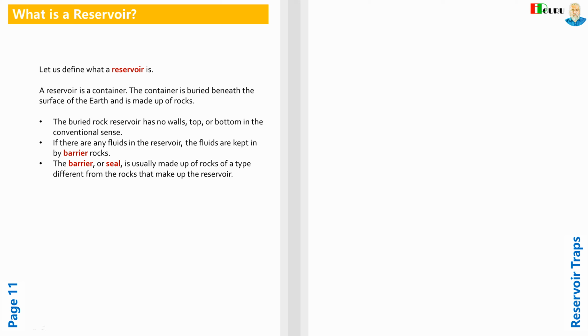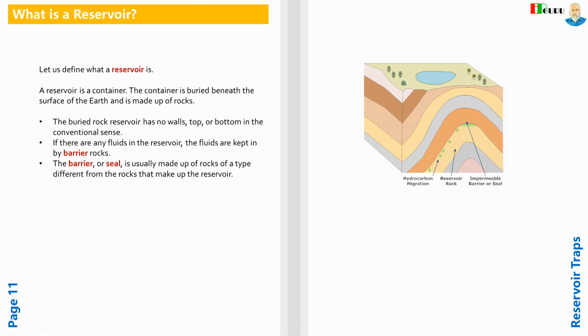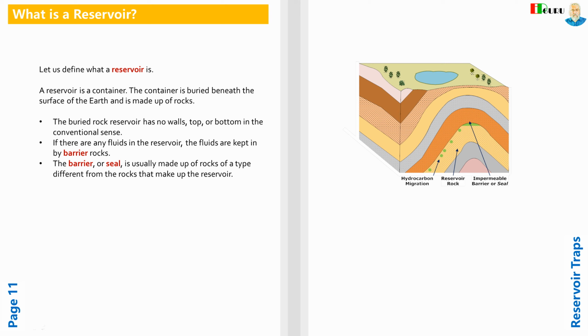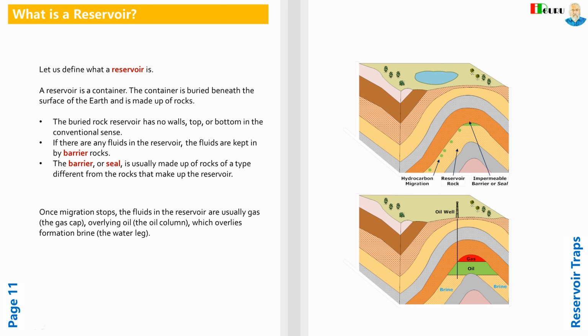Let us define what a reservoir is. A reservoir is a container. The container is buried beneath the surface of the earth and is made up of rocks. The buried rock reservoir has no walls, top or bottom in the conventional sense. If there are any fluids in the reservoir, the fluids are kept in by barrier rocks. The barrier, or seal, is usually made up of rocks of a type different from the rocks that make up the reservoir. Once migration stops, the fluids in the reservoir are usually gas, the gas cap, overlying oil, the oil column, which overlies formation brine, the water leg.